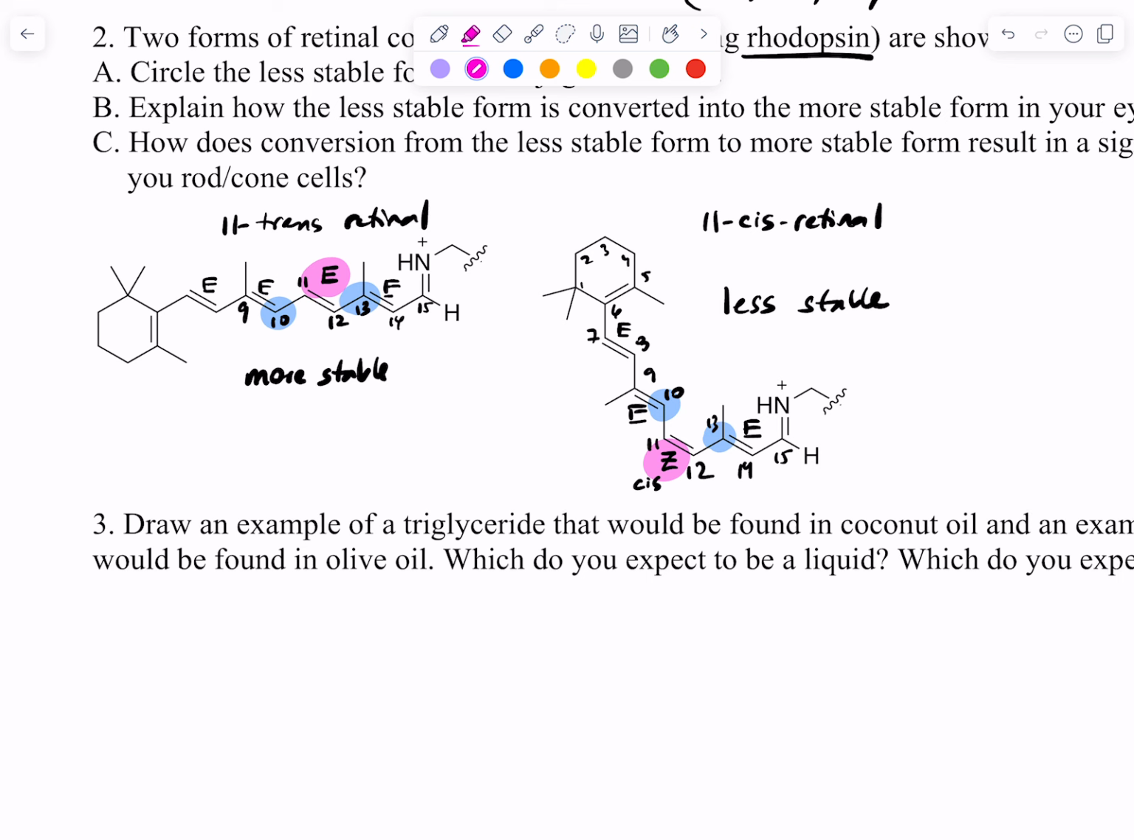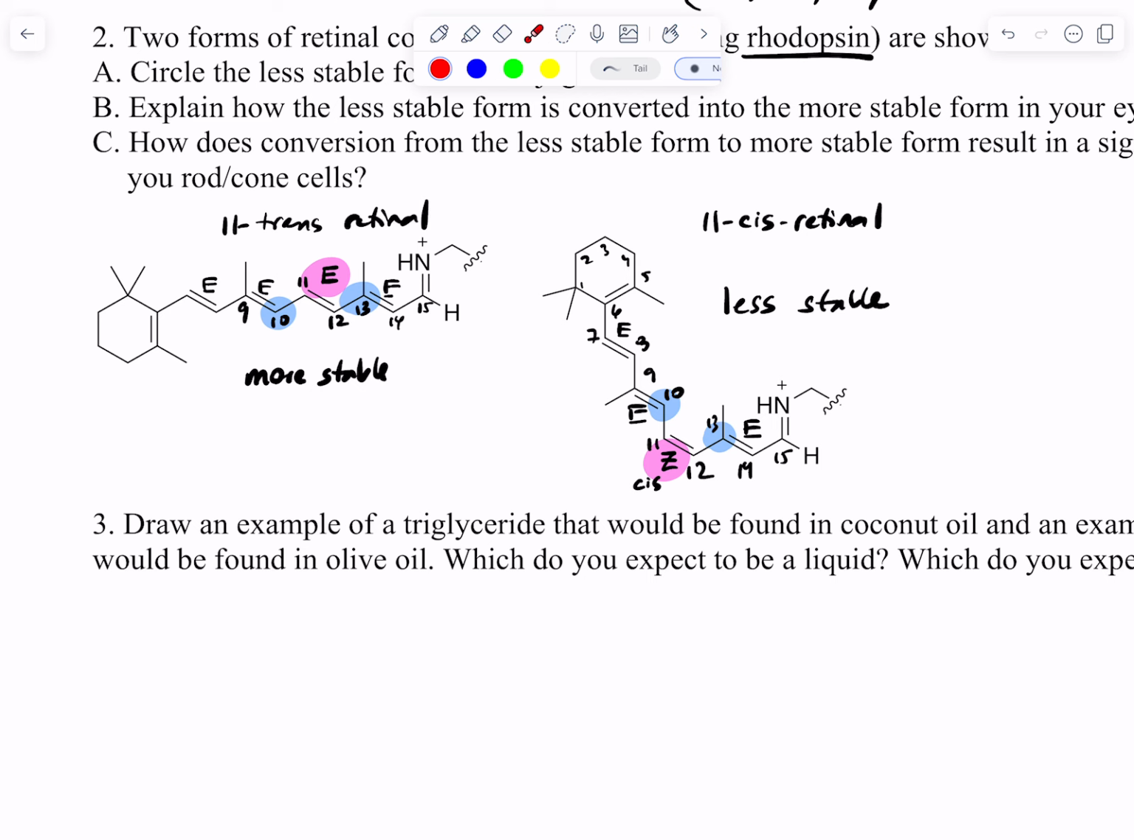Now, those two don't interchange with each other, right? They're stuck. But you can see what it would do if you could isomerize from cis to trans. That would cause this large group here to swing down this direction, and that would be a fairly large change that the protein could detect.